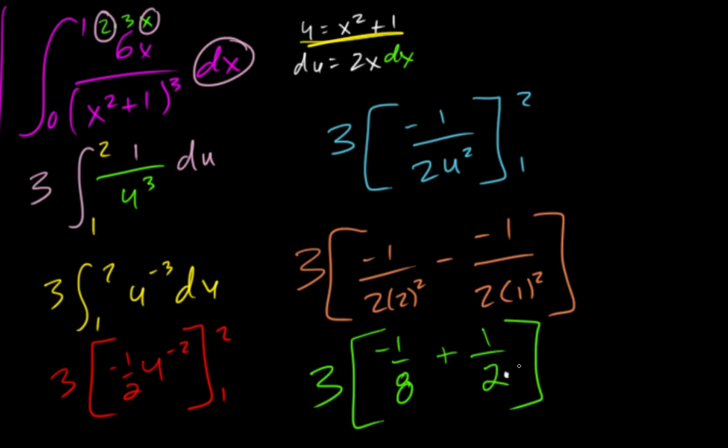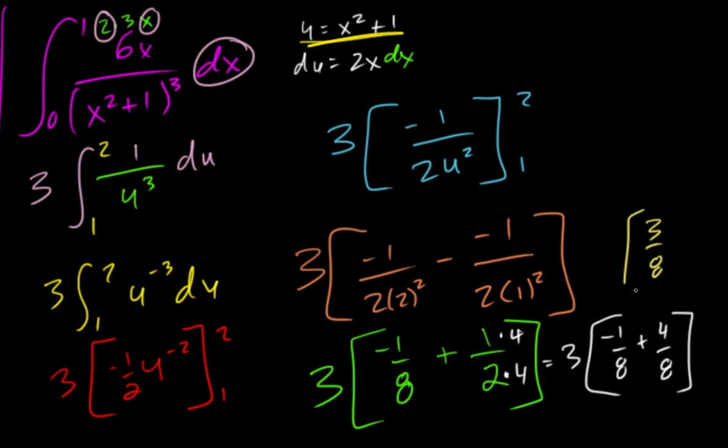The 2, if I multiply that by 4 over 4, I get negative 1 over 8 plus 4 over 8, 3 over 8. And I have that 3 on the outside, so that gives me 9 over 8.